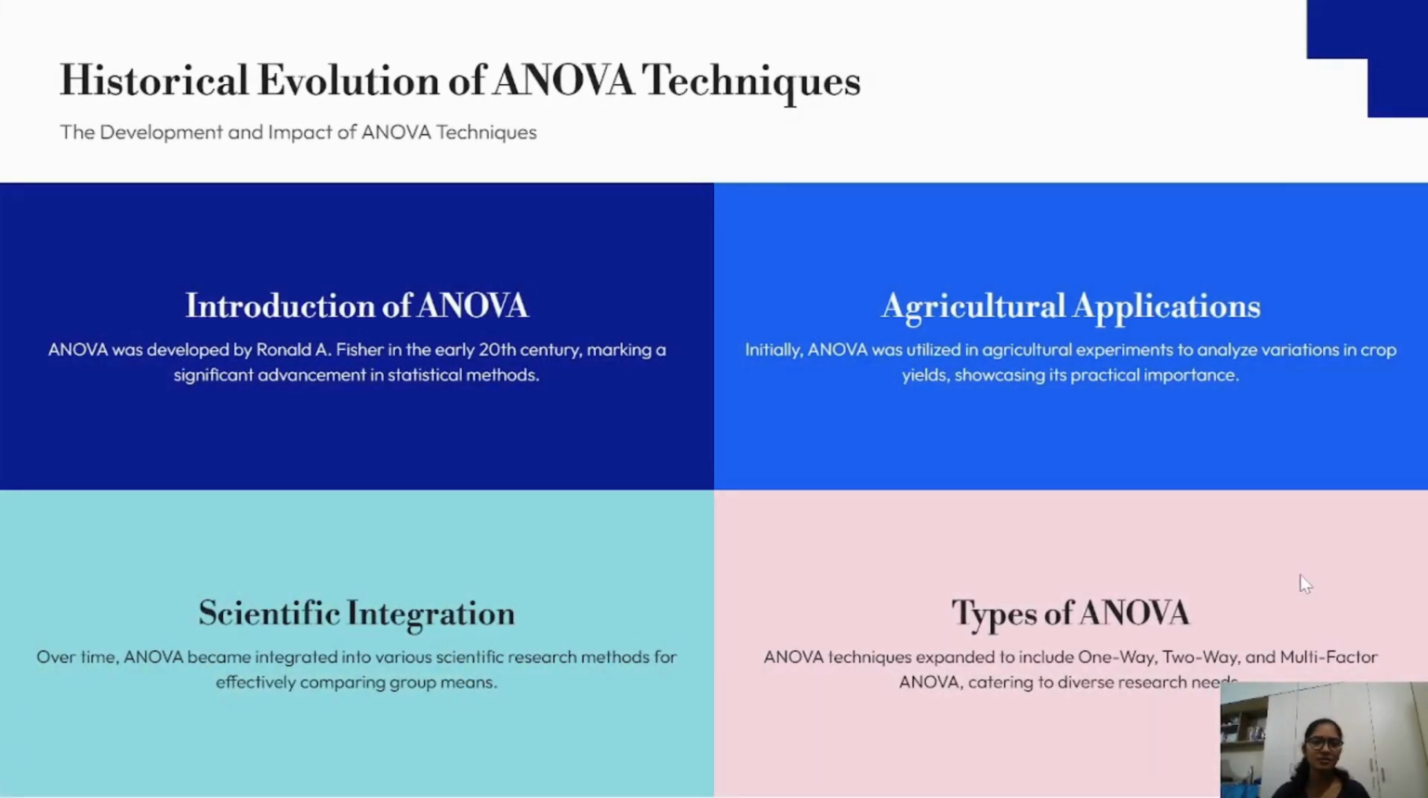Let's see the historical evolution of ANOVA techniques. ANOVA was developed by Ronald A. Fisher in the early 20th century, marking a significant advancement in statistical methods. Initially, ANOVA was utilized in agricultural experiments to analyze variations in crop yields, showcasing its practical importance. Over time, ANOVA became integrated into various scientific research methods for effectively comparing group means. ANOVA techniques expanded to include one-way, two-way, and multi-factor ANOVA, catering to diverse research needs.